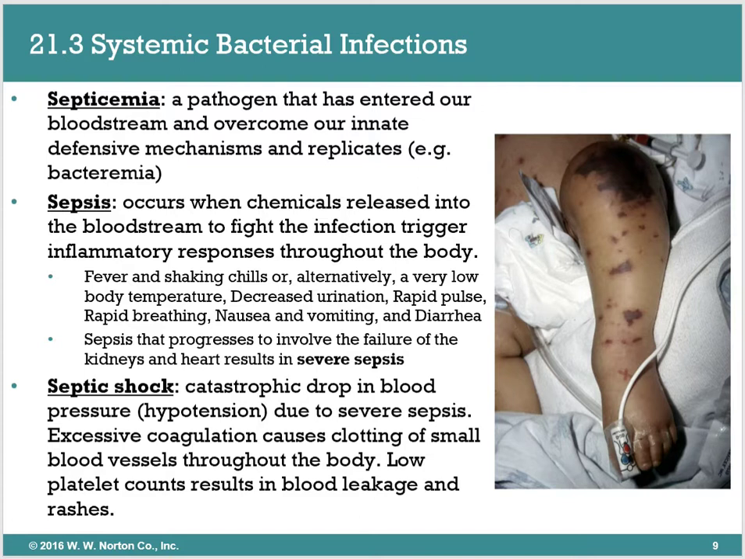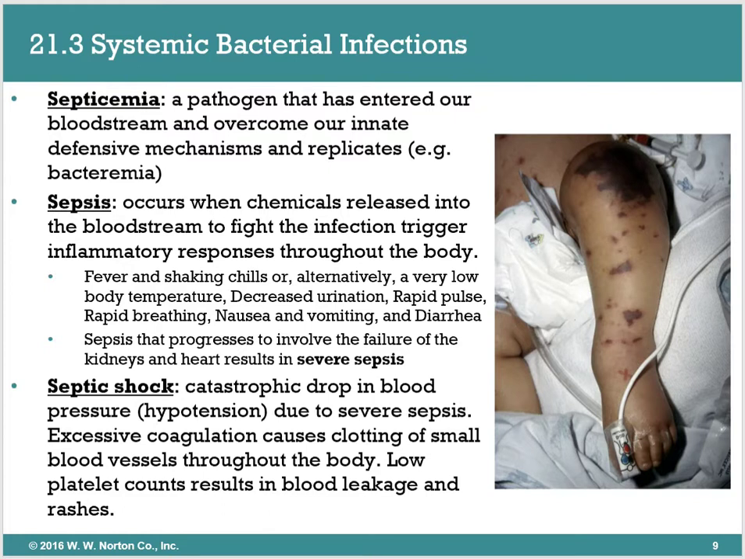And then if you have a fear that your patient is going through this, to confirm it, you can look at their platelet counts. If their platelet counts are low, then that means that blood is leaking, and sometimes even a rash is present. So this is sepsis right here. Unfortunately, this baby has sepsis. So that's the presentation of it.